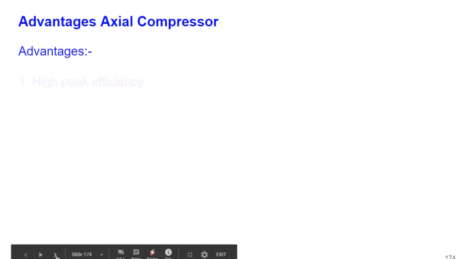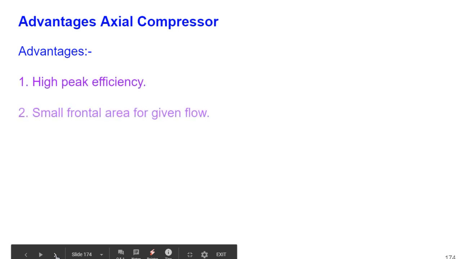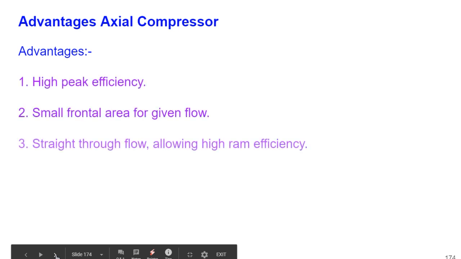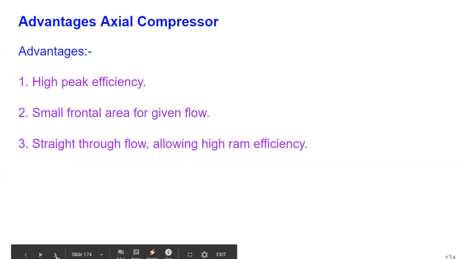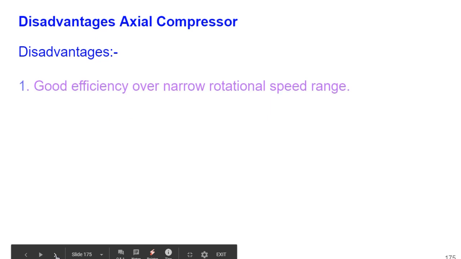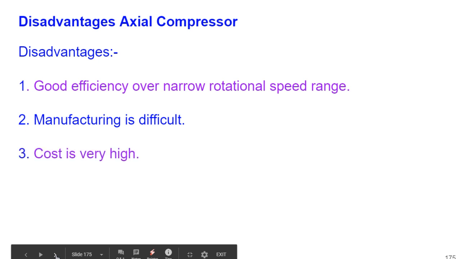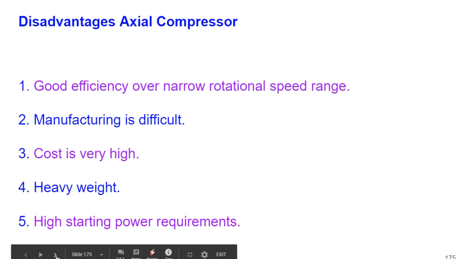Advantages of axial compressors: high peak efficiency, small frontal area, straight through flow giving high ram efficiency, increased pressure rise due to increased number of stages with negligible losses. Disadvantages: good efficiency only over a narrow rotational speed range, manufacturing is difficult, cost is very high, heavy weight, high starting power requirement.